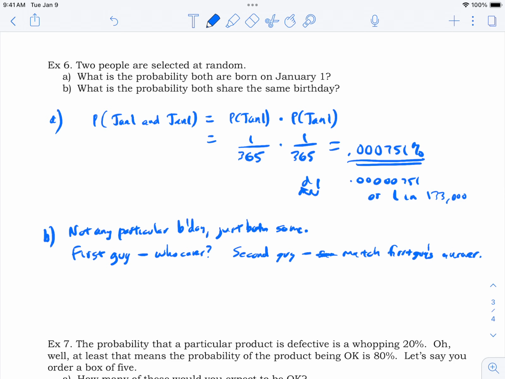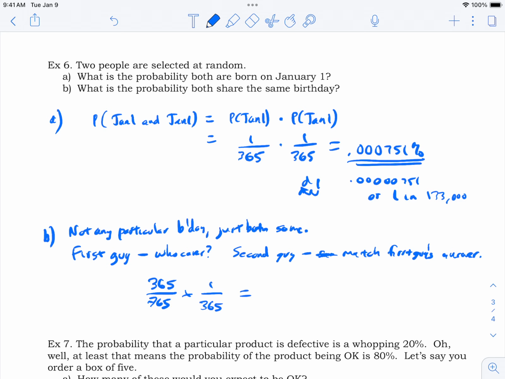So, the first guy can be born on any of those 365 days. We don't care which one. Basically, it's a probability of 1. He's going to be born, and there's going to be a day assigned to it. So the first guy, who cares? The second guy has to be the same. Now, that's only a 1 in 365 chance, right?